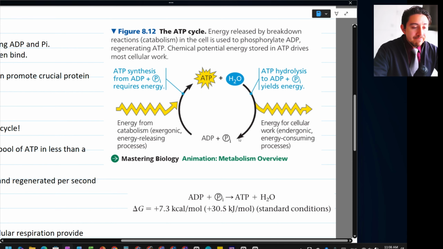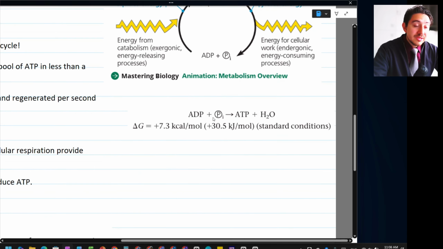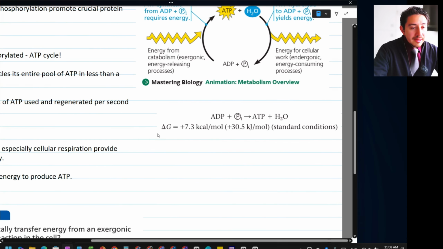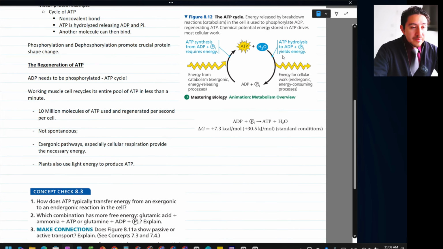The synthesis of ATP in water uses 7.3 kilocalories. So this is what I'm referring to. That is an endergonic reaction ultimately, coming from an exergonic series of reactions of cell respiration. So this is a very important panel here, the ATP cycle.